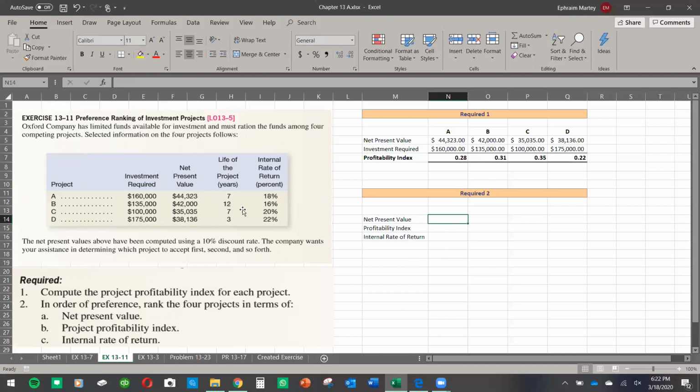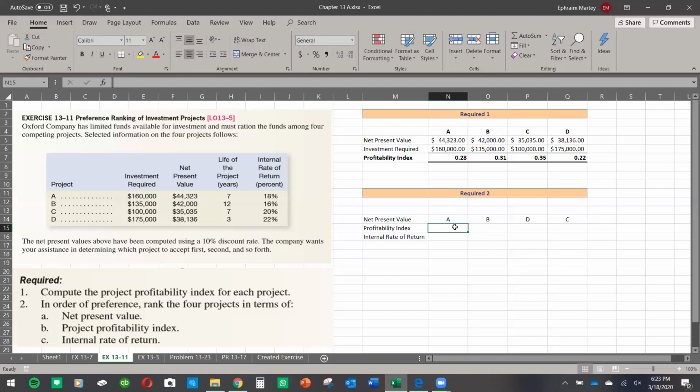So with net present value, which one has the highest net present value? Let's look through. It seems 44 is the highest, so we'll type in A. So A is the highest. Which one is next? Seems B is the second highest. So B, we are ranking them. Which one is next? Net present value 44, 42, 38. D is next. And then C, obviously, will be the least.